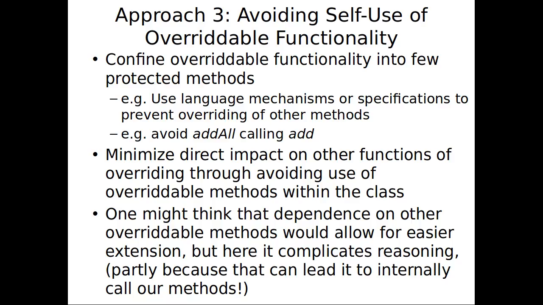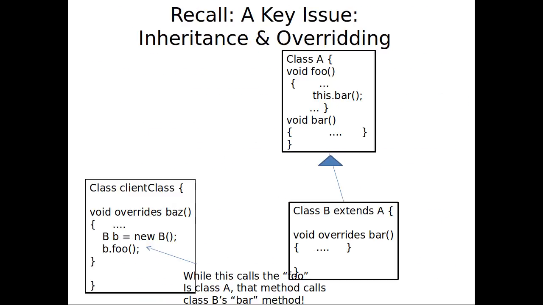And the deal is that rather than calling off two things that can be overridden in the superclass, the superclass, by and large, calls off to things that can't be overridden. And as a result, you won't have it being changed by a subclass that is seeking to add new functionality. Okay. So here we minimize direct impact on functions of overriding by avoiding overriding if possible. And the realization here is that dependence on overridable methods, you might think it allows for easy extension, but it complicates reasoning. So we're going to take a look at an example of this.